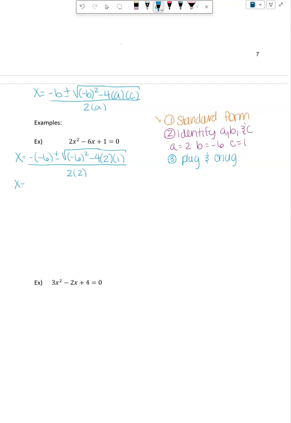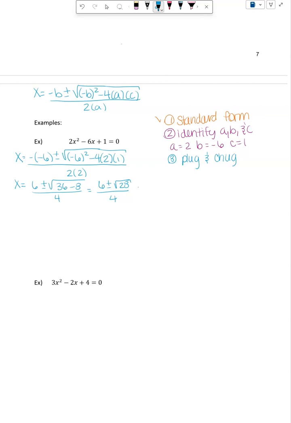Well, a negative times a negative is a positive 6, plus or minus. -6 squared is going to give us a positive 36 minus 8 over 4. We can keep on working. 6 plus or minus, 36 minus 8 is going to give us 28 over 4.